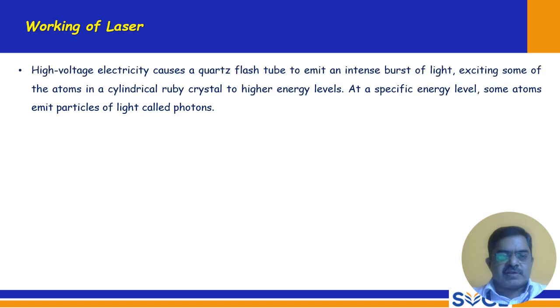Working of laser. High voltage electricity causes a quartz flash tube to emit an intense burst of light, exciting some of the atoms in a cylindrical ruby crystal to higher energy levels. So high voltage electricity causes the quartz flash tube to emit an instant burst of light. That is how the laser is formed. At a specific energy level, some atoms emit particles of light called photons.